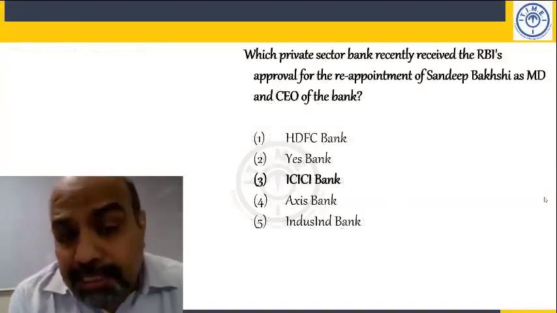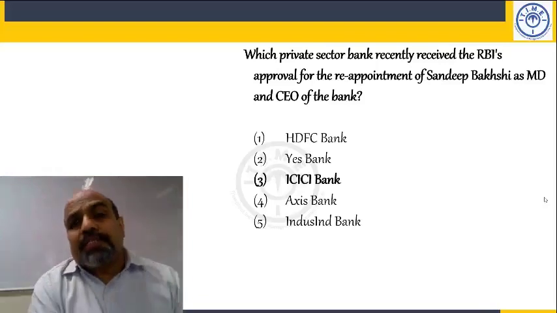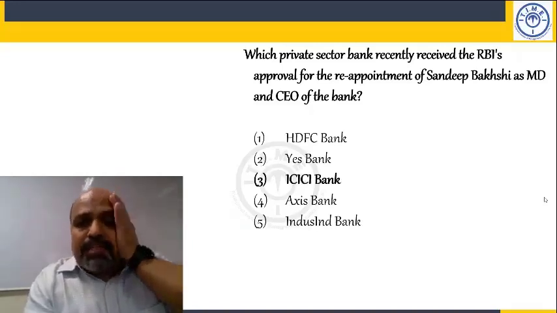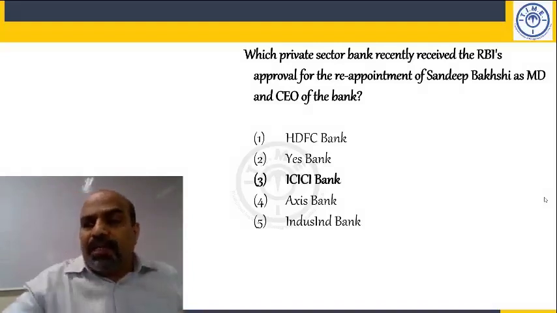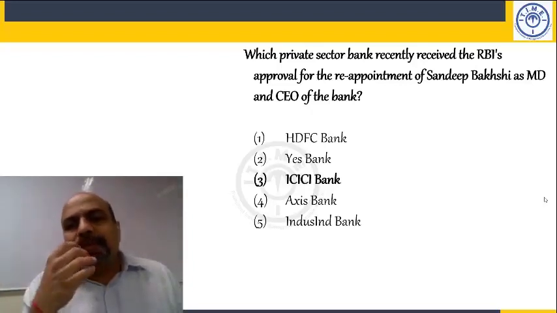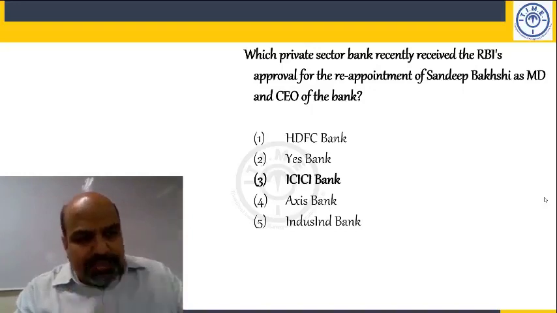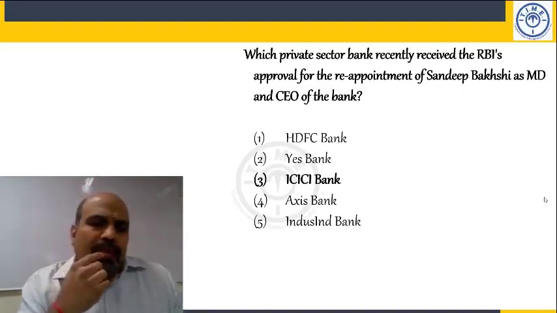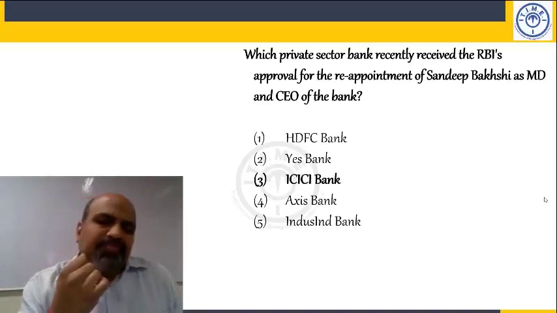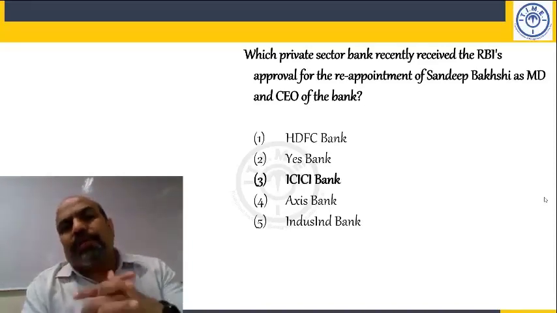Which private sector bank recently received the RBI's approval for the reappointment of its MD and CEO, Sandeep Bakshi? ICICI Bank. ICICI Bank has the same MD as last year, okay, because the RBI approved the name. So ICICI Bank, HDFC Bank, Sashidhar Jagdishan. Yes Bank, Prashant Kumar. Axis Bank, Amitabh Chaudhary. Then IndusInd Bank, Sumant Katpalia.